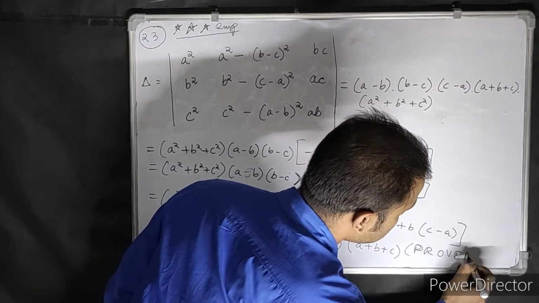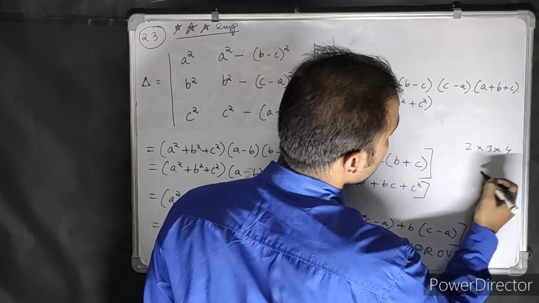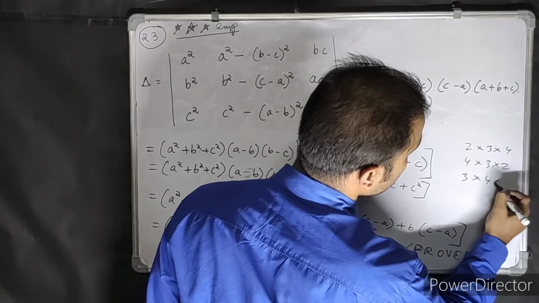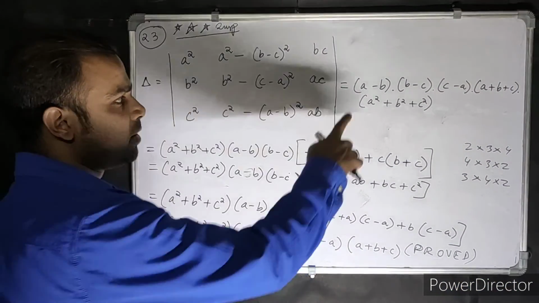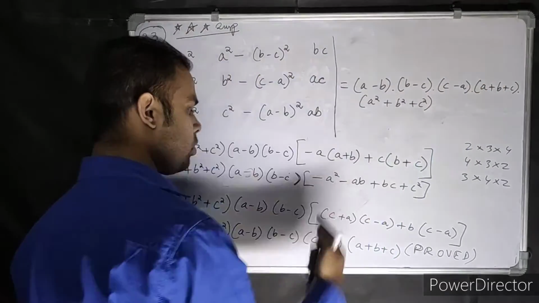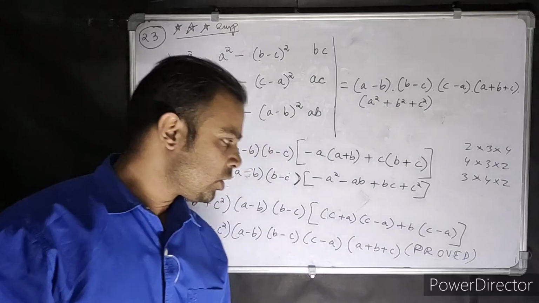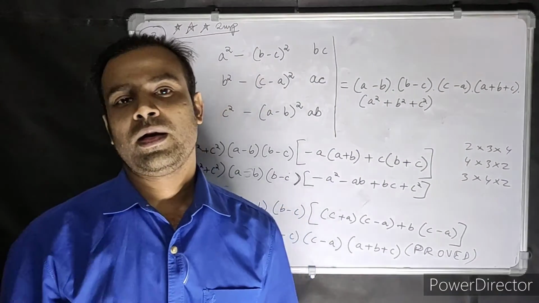Forget the placements. They can be placed anywhere. They are multiplied. If you write 2 into 3 into 4 and write 4 into 3 into 2, or you write 3 into 4 into 2, all three of them are going to give you the same answer. So this multiplied by this into this, or if they just interchange here and there, it won't make a difference. So that's your answer, and that's it for today.